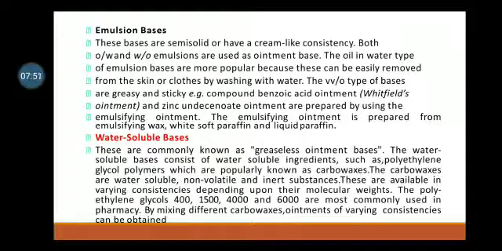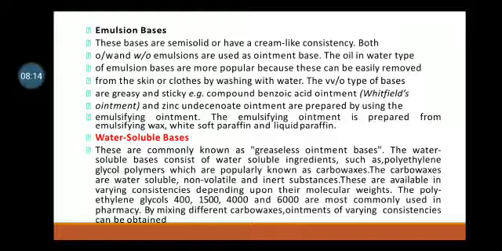For example, compound benzoic acid ointment, also called Whitfield's ointment, and zinc undecenoate ointment are prepared by using the emulsifying ointment. The emulsifying ointment is prepared from emulsifying wax, white soft paraffin and liquid paraffin.